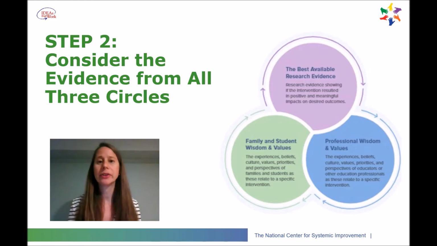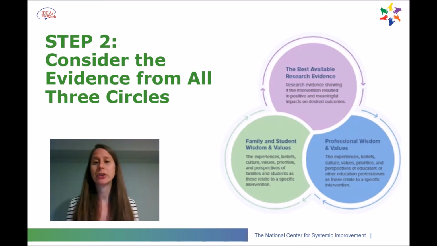This is where our 3 circles of evidence come into play. One circle that you're likely very familiar with is the circle on best available research evidence. We want to identify and evaluate available practices for our desired population and outcomes from the research literature.